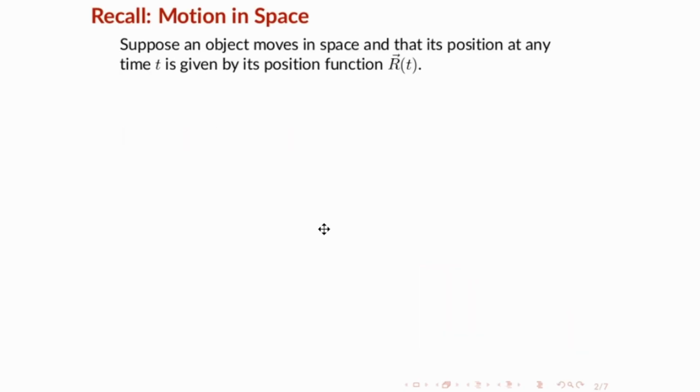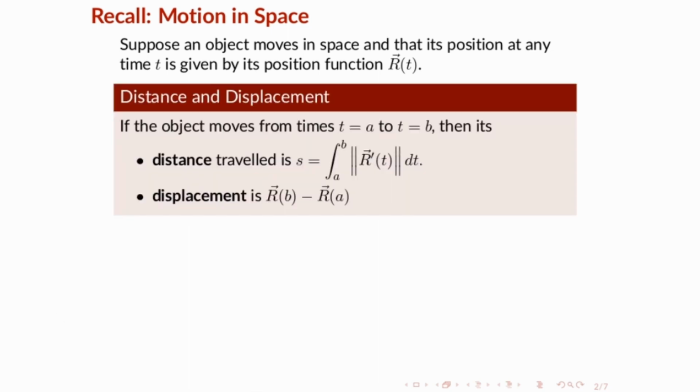So first off, let's view how motion in space works. Suppose an object moves in space and its position at any time t is given by its position function r of t. Now, this function is going to give us a vector that will tell us what the position of the object at any given time is. So, with r of t now being defined, we can do stuff with it.